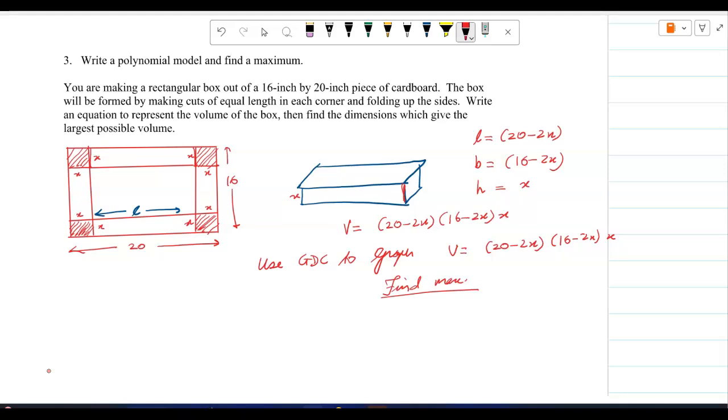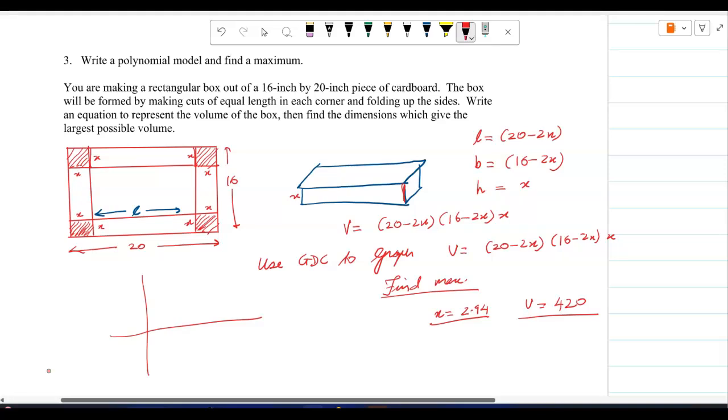Now you see this is 16, so it can't be more than 16, no? So x would be 2.94. And your maximum volume would be how much? 420. And the maximum volume is 420. Nice. So that's for the largest possible volume. Because if you see, your graph will go like this, and like this. So this is your maximum.